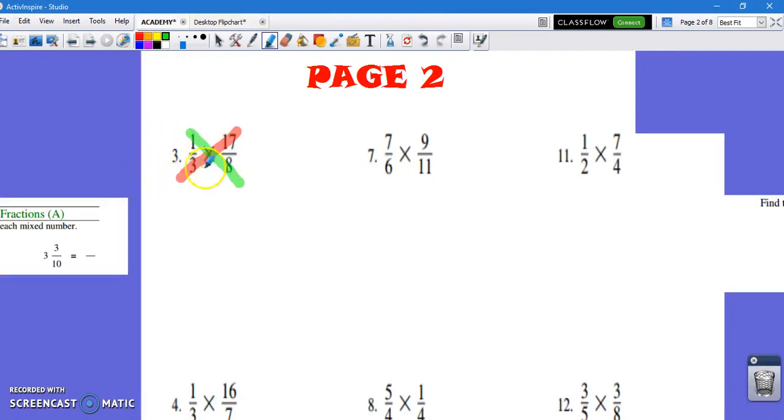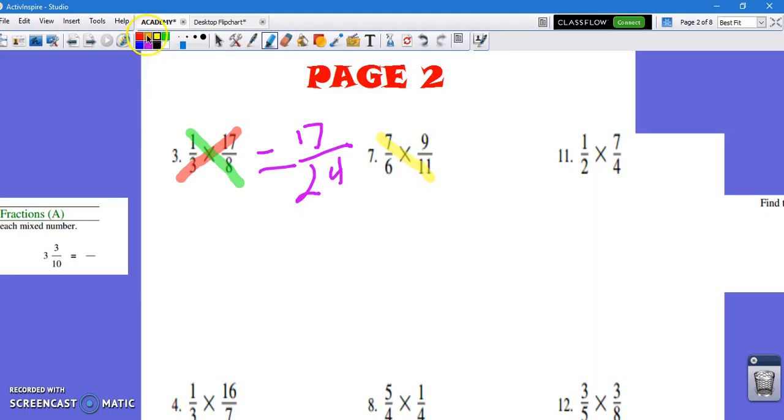Neither is a 1 and an 8. Anytime you see a 1 with a number, it's already reduced as low as it can anyway. So now that I've looked diagonally to reduce, you don't multiply diagonally, you reduce diagonally. To multiply, you just go straight across. Numerator to numerator. 1 times 17 is 17. 3 times 8 is 24. That's it. So again, let's practice that again.